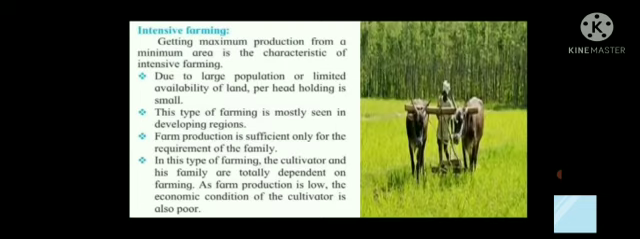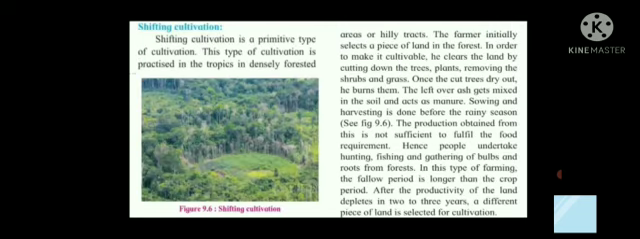Intensive farming. Getting maximum production from a minimum area is the characteristic of intensive farming. Due to large population or limited availability of land, per head holding is small. This type of farming is mostly seen in developing regions. Farm production is sufficient only for the requirement of the family. In this type of farming, the cultivator and his family are totally dependent on farming. As farm production is low, the economic condition of the cultivator is also poor.